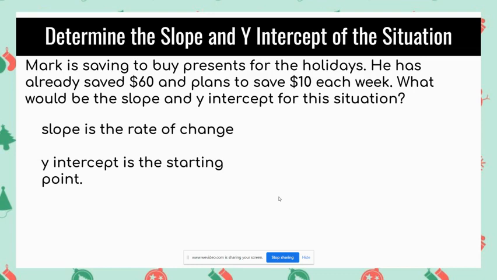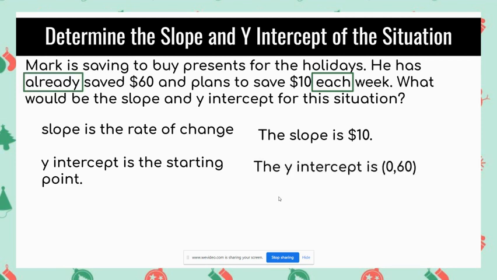3 key words that mean slope are per, each, and an. I see the word each, so I know my slope is $10. Y-intercept is our starting point, so we see the word already. That means I'm starting with that amount. So our y-intercept is 60. Remember, y-intercept is always when x is 0. So if I was to write an ordered pair, it would be (0, 60).